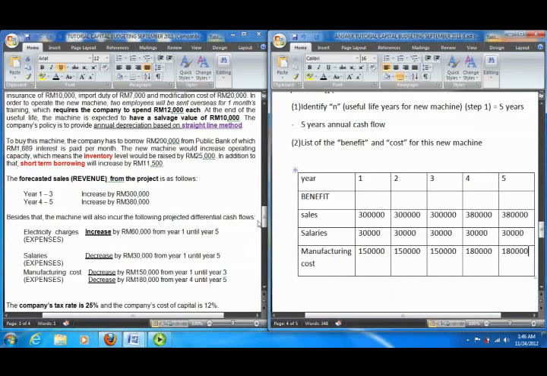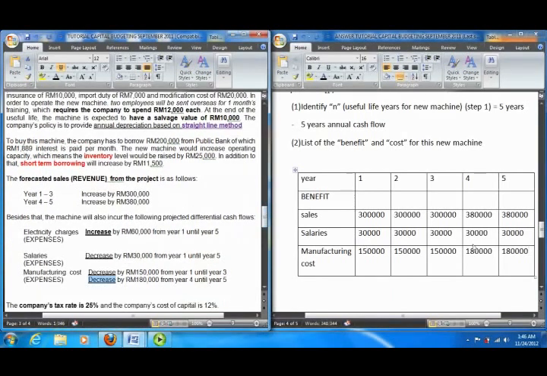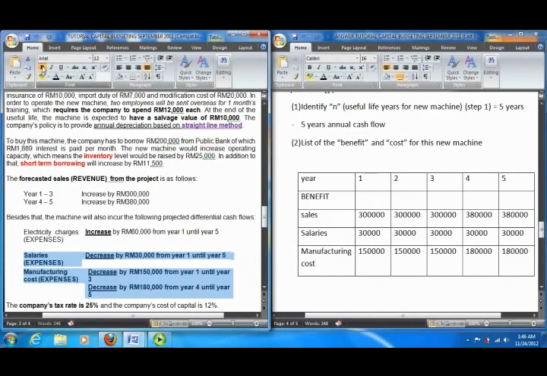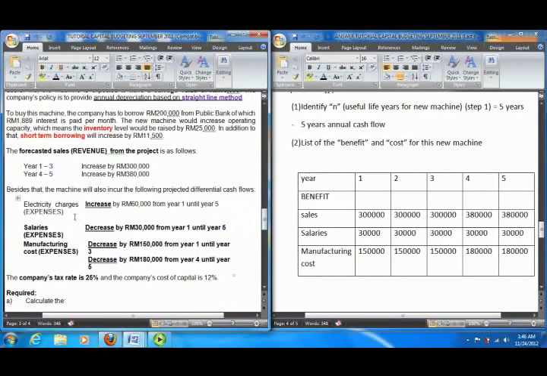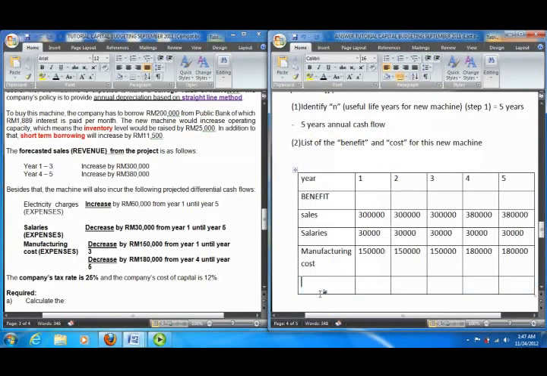Alright. So class, did you see any revenue and expenses here? No. No revenue and expenses. So class, we have settled this, correct? We have recorded in the table. So now what, class? We need to record electricity charges. Alright, benefit done. Now you have to do your cost.